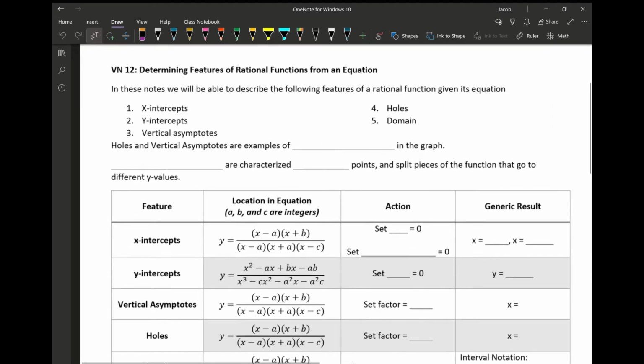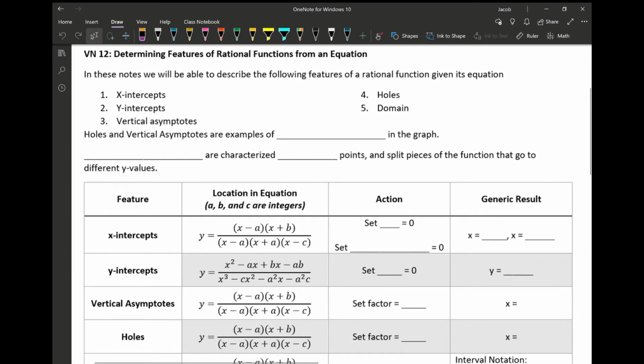This is about determining the features of rational functions from an equation. In Ms. White's video, you probably saw these features on graphs and were able to pull some of the meaning you'll see here from those graphs and from the factored forms of those rational functions. So we're going to explore those a little bit more here, and I have a table that you might have seen before in some form or fashion. If not, it's a good summary of the things you found in this section of videos.